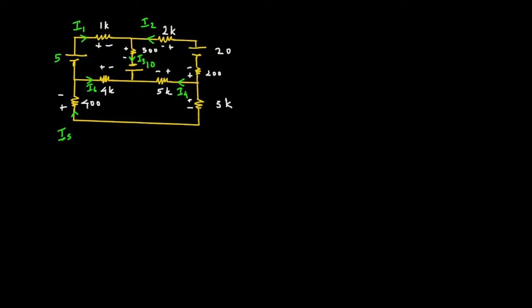Also, you have to know that for a voltage source, the longer line is the plus and the shorter line is the minus. So this is plus-minus, this is minus-plus, and this one is plus-minus. That is it. Now we can set up the equations.